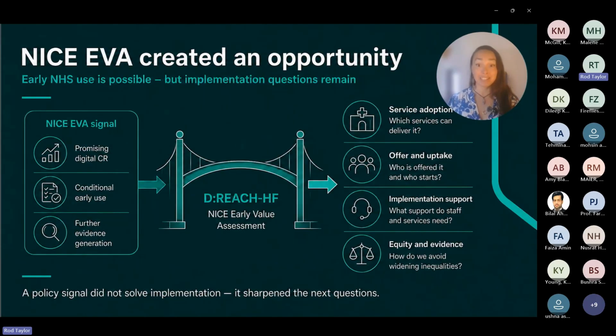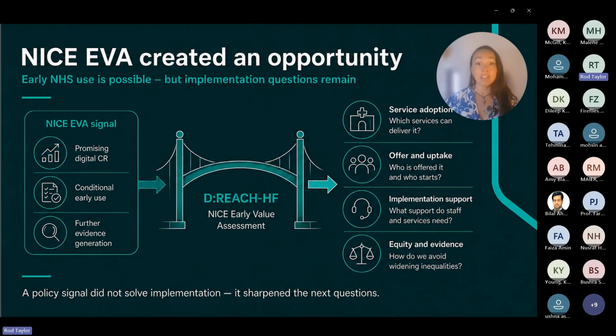And this has been particularly exciting. So this slide is about NICE's Early Value Assessment, or EVA. For colleagues outside the UK, NICE is the National Institute for Health and Care Excellence, which provides evidence-based guidance for health and care in England.